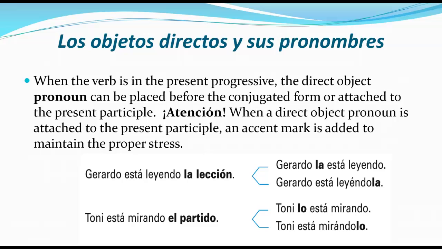Now we've learned the present progressive with estar. The same kind of thing happens here, where we can put the pronoun out in front of the form of estar, or we can attach it to the present participle. So, Gerardo está leyendo la lección, la está leyendo. Tony está mirando el partido, lo está mirando.